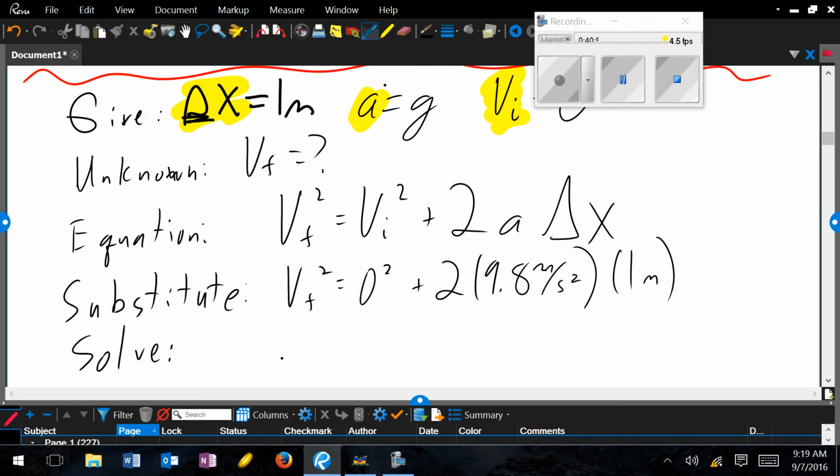Are we back? We're back. Okay, so we had a little driver crash there. Sorry about that. So there's our substitute step in that we solve.